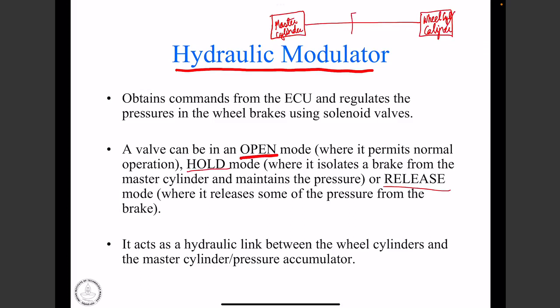So what happens is that we place the hydraulic modulator in between. The hydraulic modulator can be in these three modes: open mode, when it permits normal operation and doesn't intervene; hold mode, when it isolates the brake from the master cylinder and maintains the pressure; and release mode, when it essentially reduces the pressure from the wheel cylinder or the caliper, right? So those are the three modes.